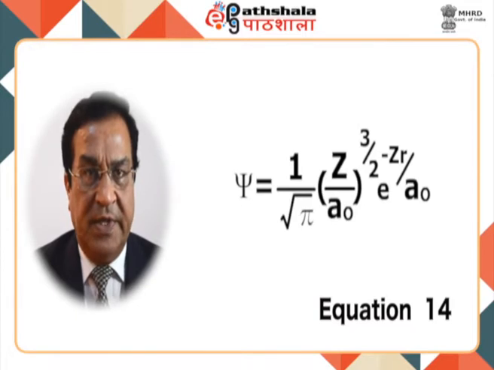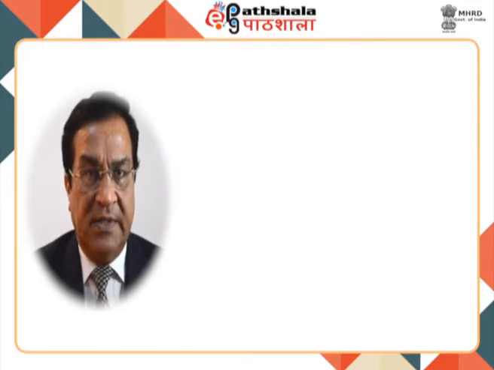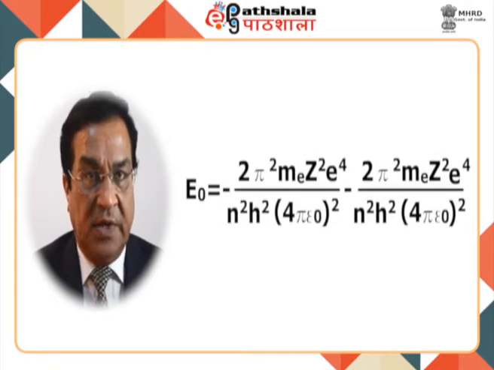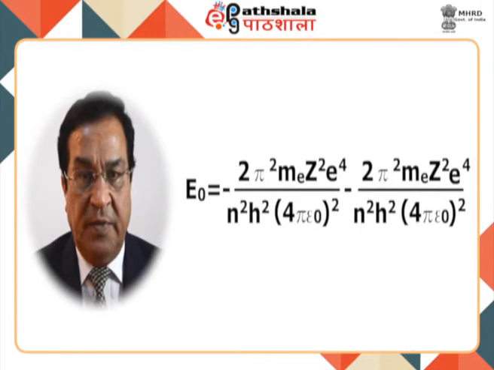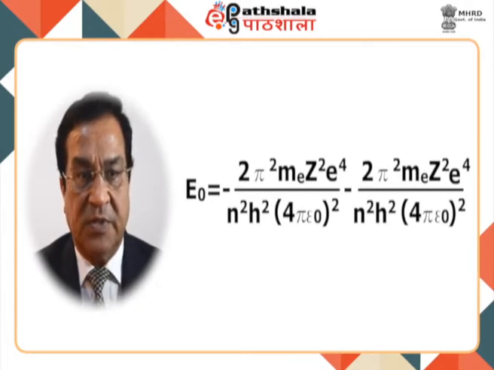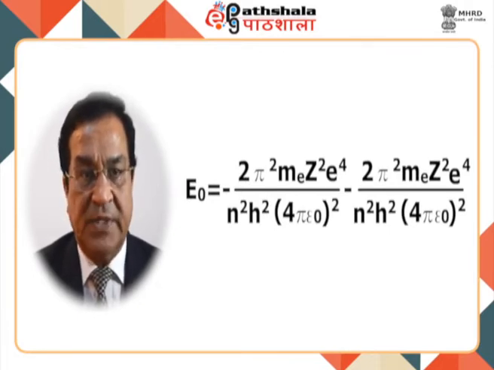And therefore, one can very easily say that the ground state helium atom energy for this unperturbed system will be given by E0 equals minus 2 pi square me z square e4 upon n square h square, 4 pi epsilon 0 whole square, minus 2 pi square me z square e4 upon n square h square, 4 pi epsilon 0 whole square. So it is basically the same term coming two times.